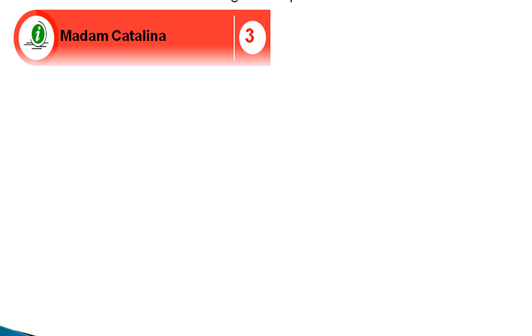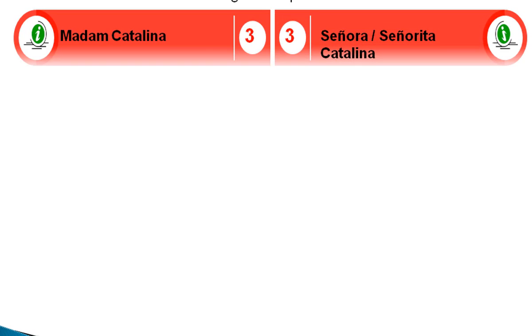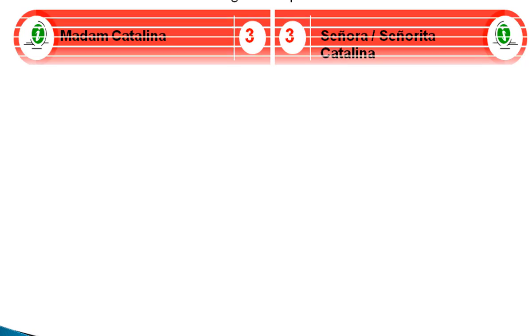Alright. Now you are addressing someone. Madam Catalina, you want to say. So let's say you know that Catalina is married, so you say Señora Catalina. And if you don't know, first you'll address her as Señorita Catalina. And in case she is married and she wants to correct you, the person will let you know if she is to be addressed as Señora or Señorita. Right?